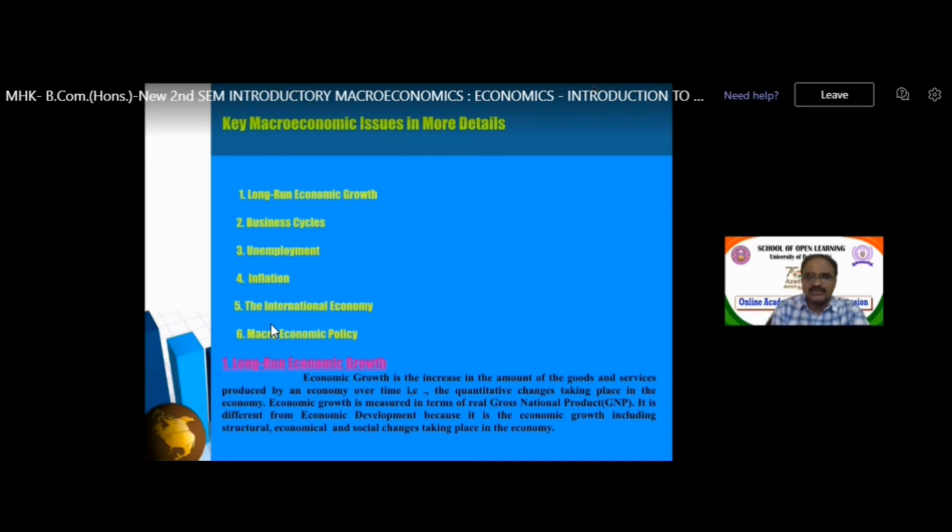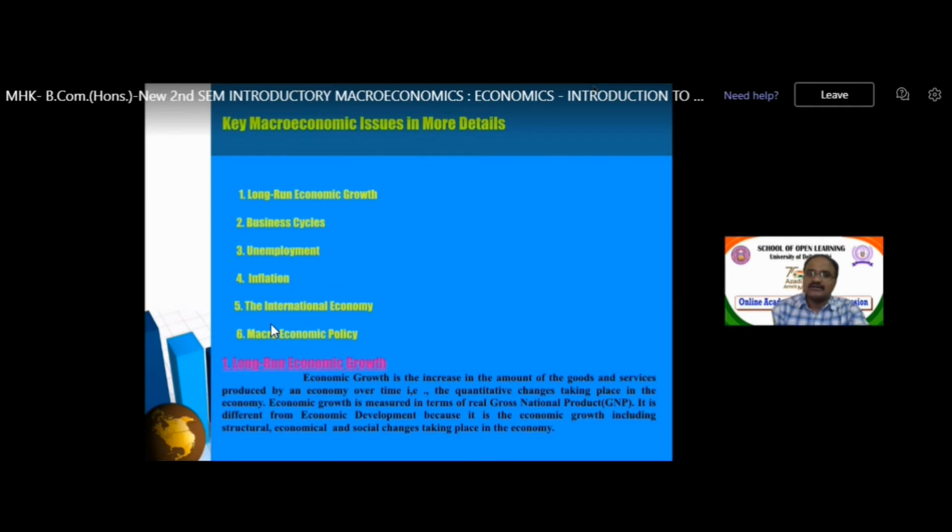Long run economic growth means how the economy fluctuates, the basic issue. So what is economic growth? We have discussed economic growth a number of times. Economic growth is the increase in the amount of goods and services produced in the economy over a period of time. Generally, there are two terms: one is economic growth and the other is economic development. So economic growth is increasing the amount of goods and services produced in the economy over a period of time.